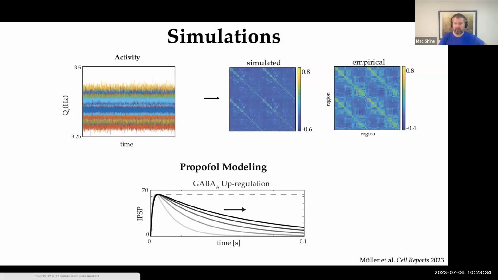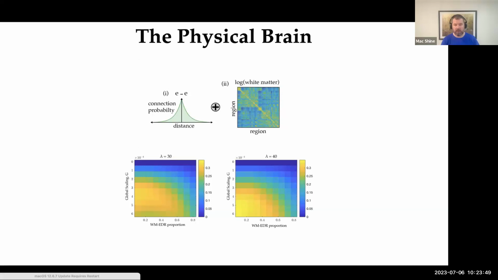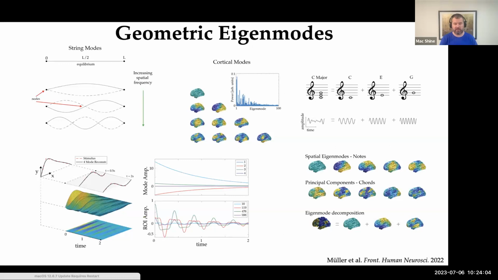Eli then had to come up with a way of modeling propofol, which was the anesthetic used in the macaque study. The way he did that was by prolonging the inhibitory postsynaptic potential of the inhibitory regions in the system. That turned out to be a really nice match to the data. Then he had to come up with a way of embedding this within the brain. The way he did that, as I mentioned before, was having this really nice connection probability that drops off with distance. For those that are interested, this is related really deeply to this really lovely idea of geometric eigenmodes.